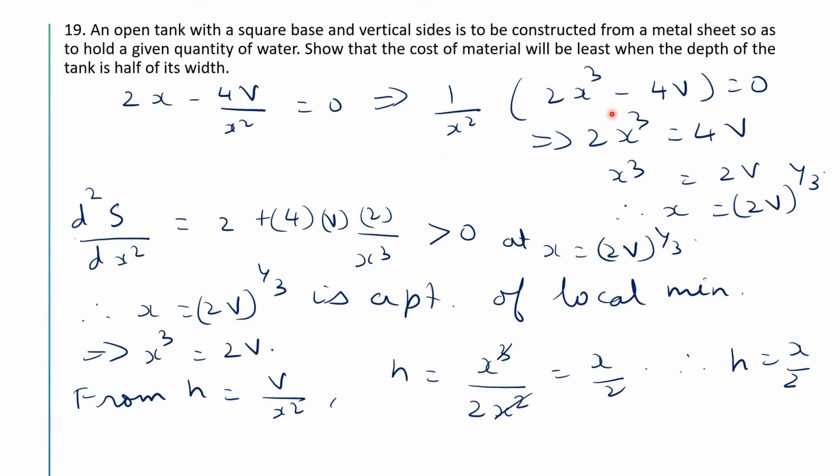So for the minimum surface area, the depth of the tank should be half of its width. So we have taken h as depth of the tank and we have got it is equal to half of the width. So this is the answer.